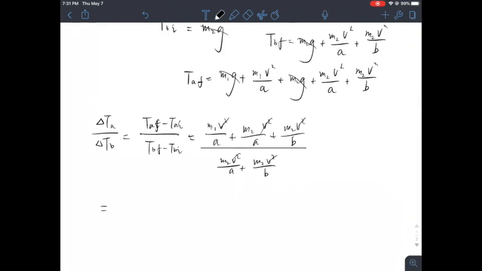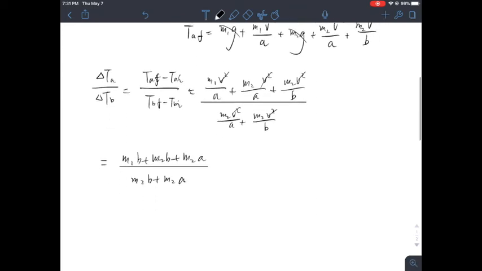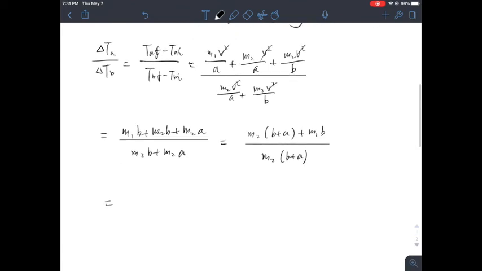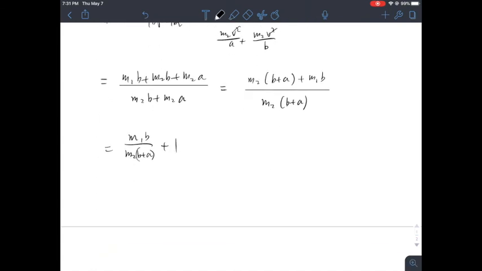Then we multiply both sides by ab. So we have m1b plus m2b plus m2a, divided by m2b plus m2a. Then we simplify it. We factor out m2. We get m2 times b plus a, plus m1b, divided by m2 times b plus a. Then we divide both sides by m2 times b plus a. We get m1b divided by m2 times b plus a, plus 1.